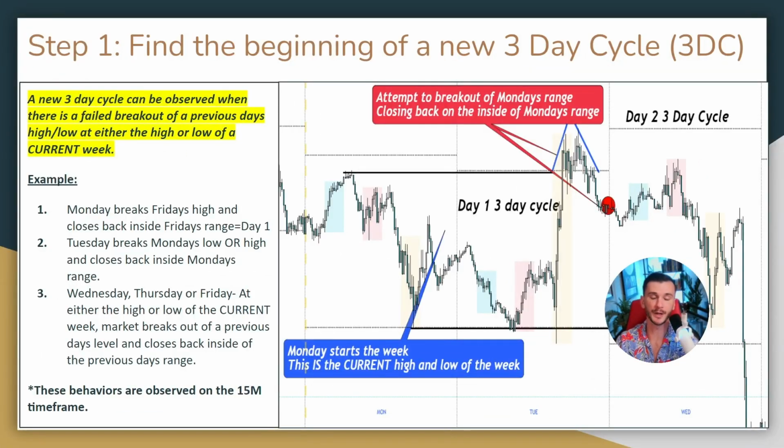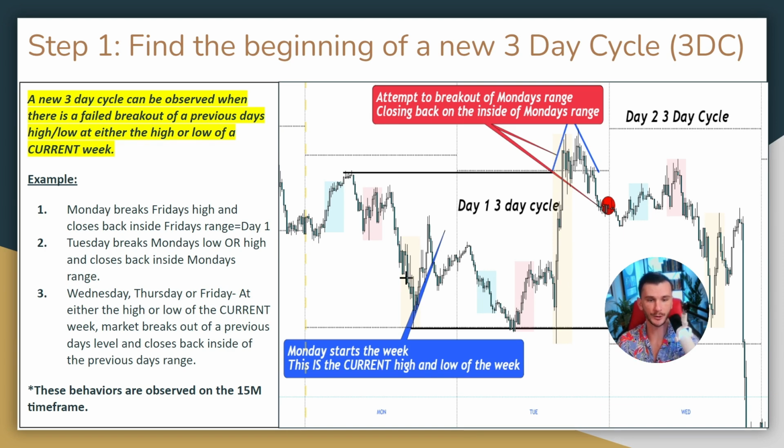Before talking about trading setups, we need to find out how to find day one within the cycle. And this is the most rules-based and objective thing that we need to talk about, because if you mess this up, then you're going to be very confused about the rest of the cycle. So a new 3-day cycle can be observed when there's a failed breakout of a previous day's high or low at either the high or low of the current week.